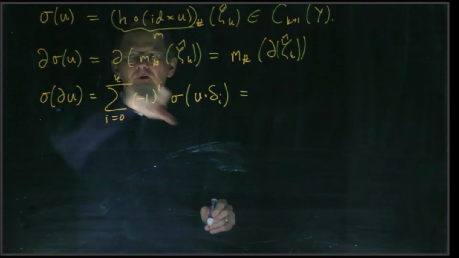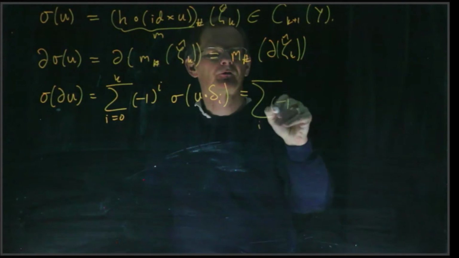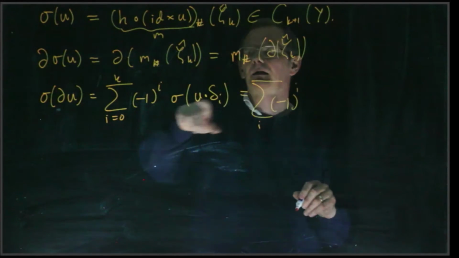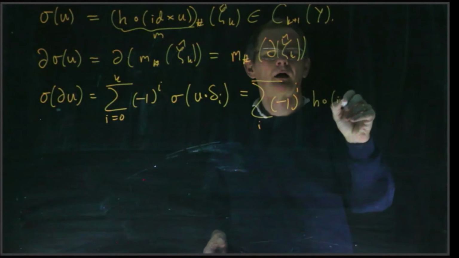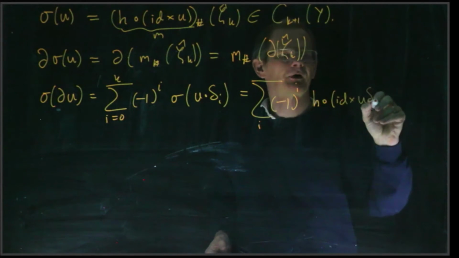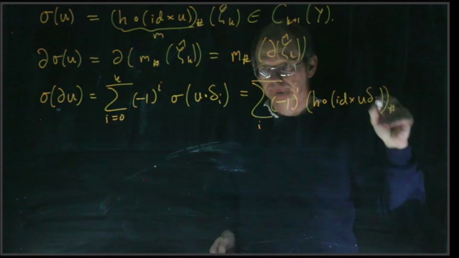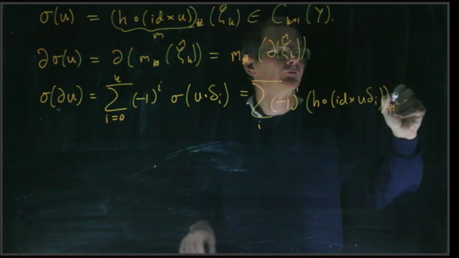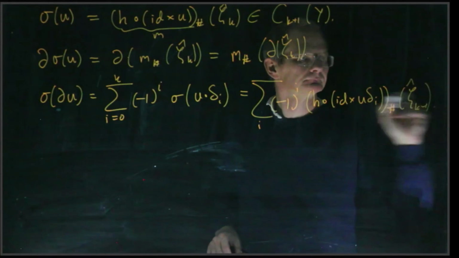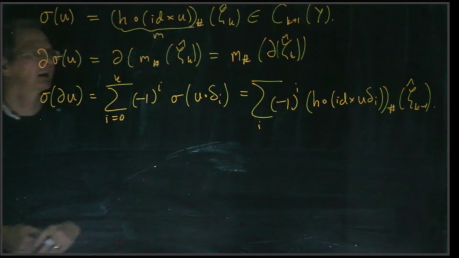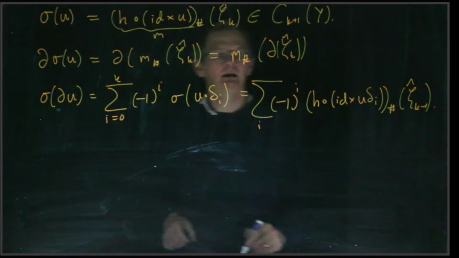So then we have to recall how σ works. This is the sum over i of (−1)^i. And then how do we do σ? You get H composed with identity cross u δ_i of c_{k−1} hat. Okay, so that's how we do that σ.